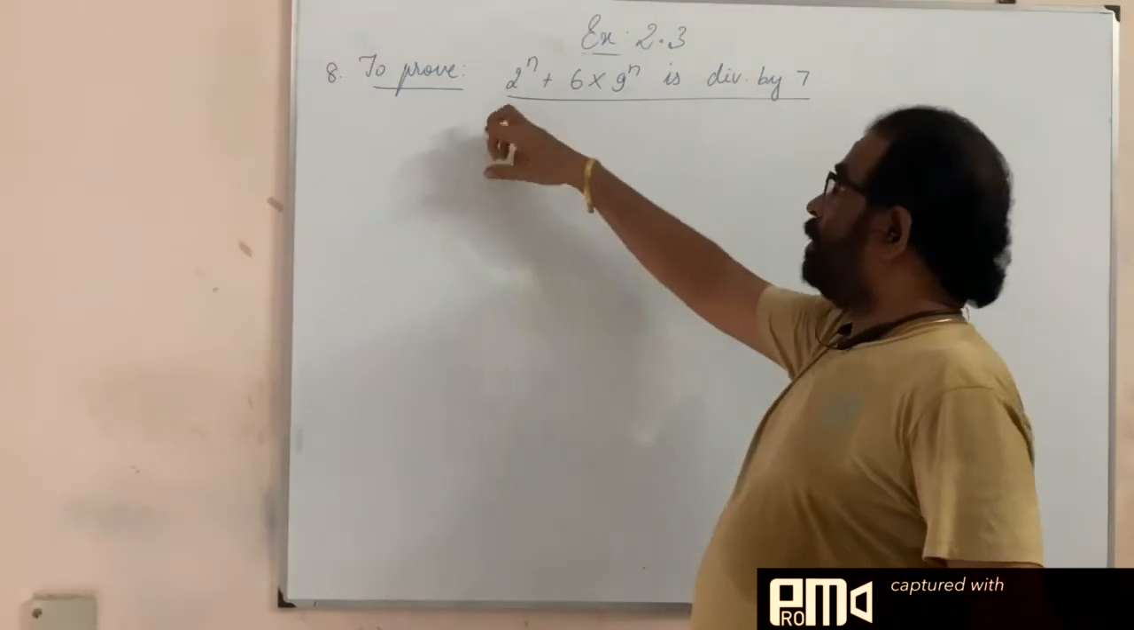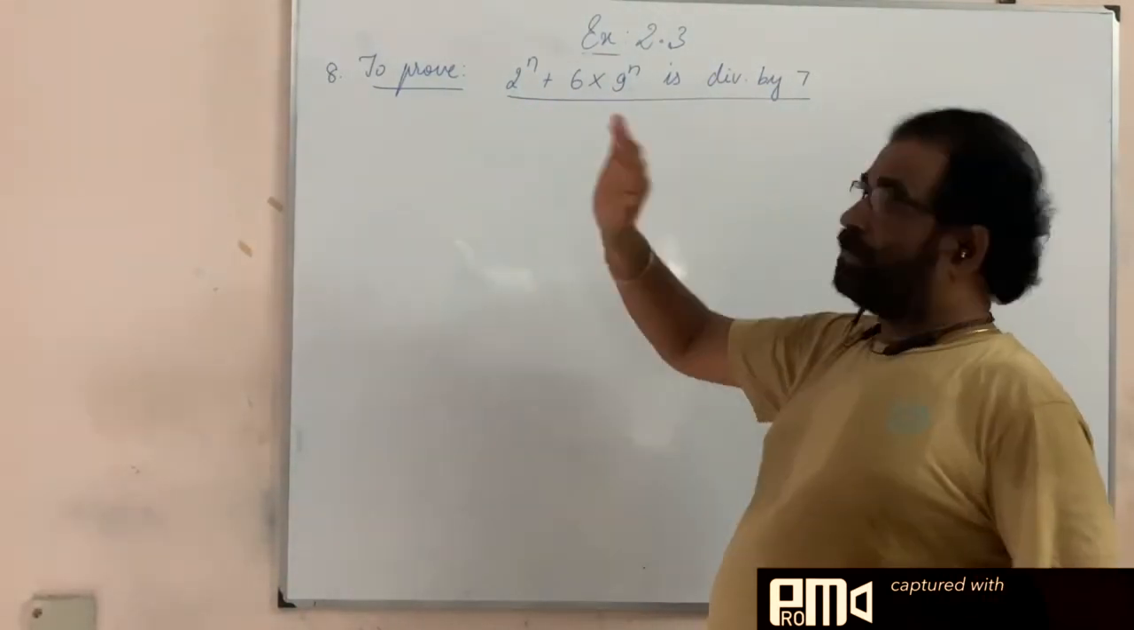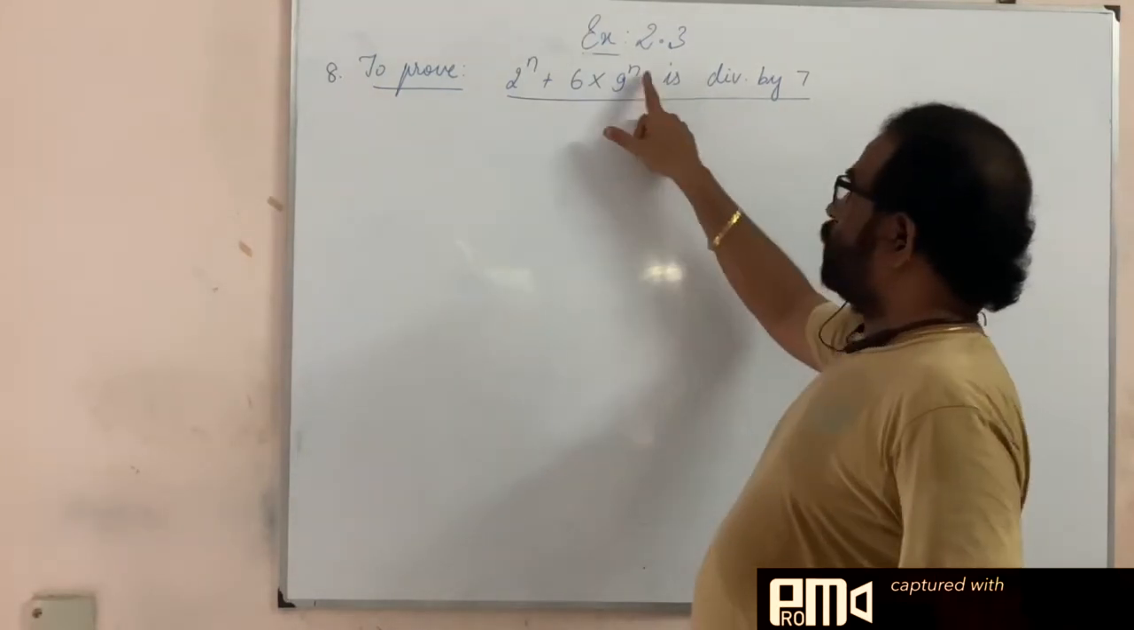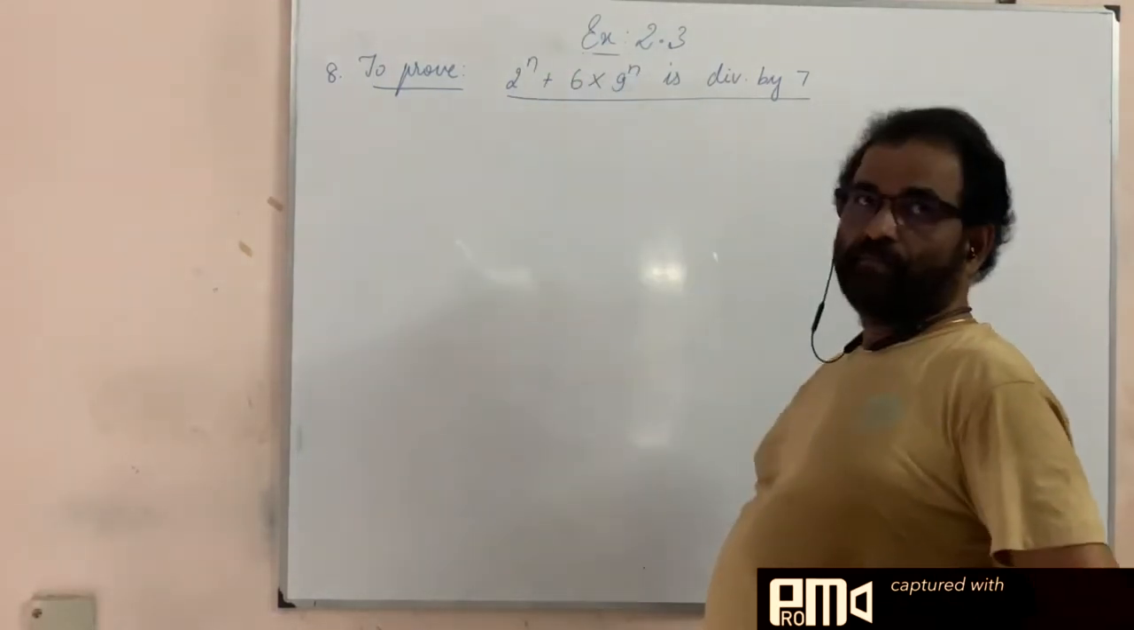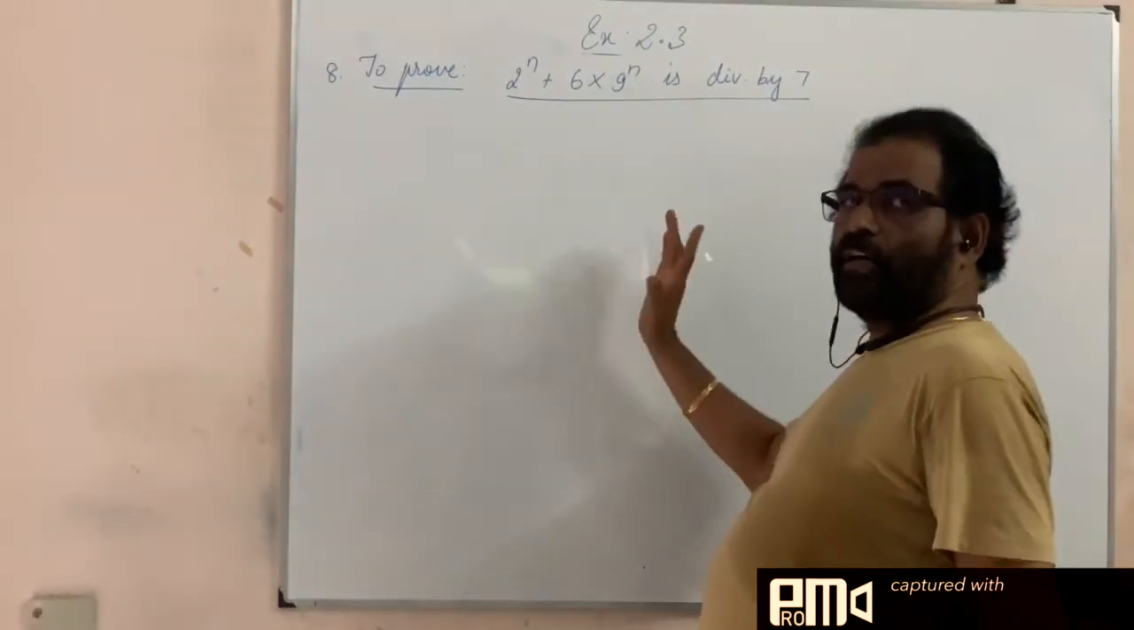To prove: 2 power n plus 6 into 9 power n is divisible by 7 for all positive integers n. For any positive integer n, this is always divisible by 7. We have to prove this. Let's see.